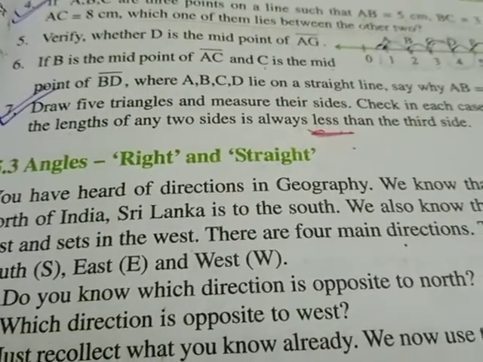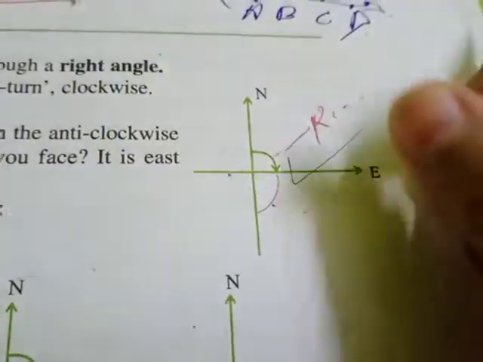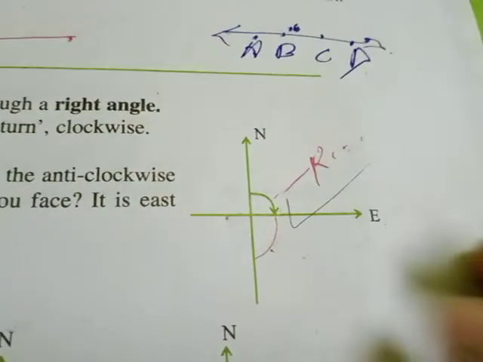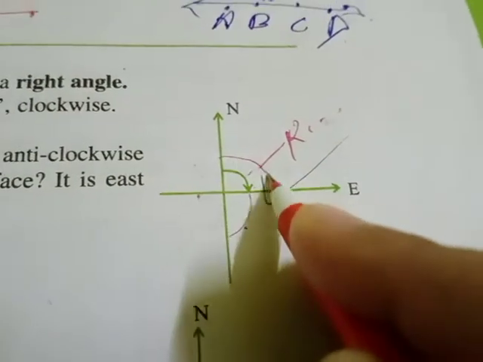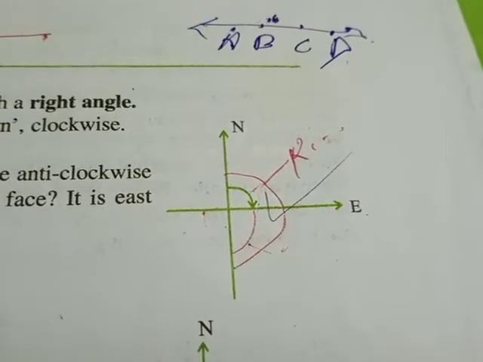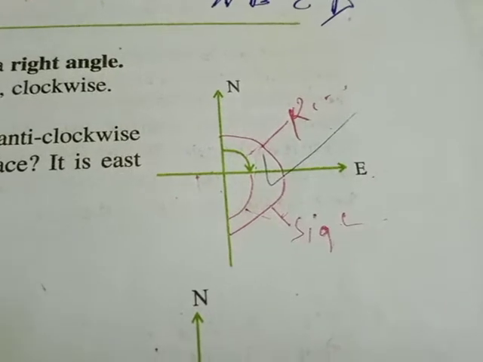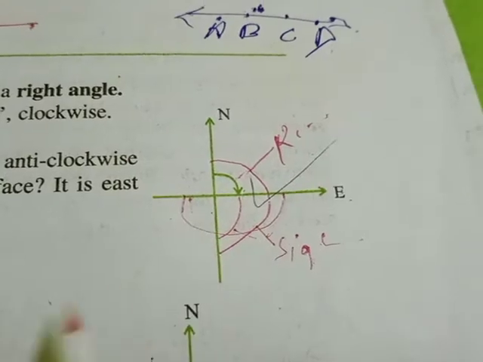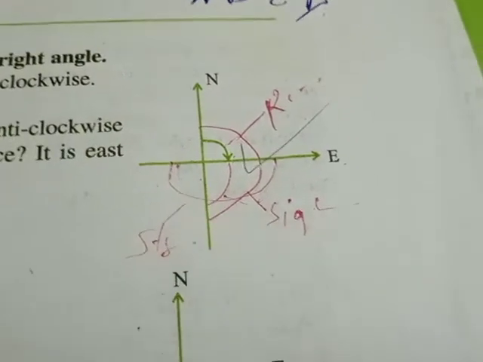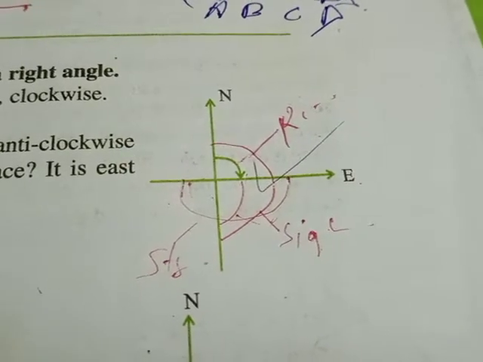Okay, and then we have another, that is the straight angle. Now, which turn is known as a straight angle? Straight means the complete straight line from north to south. When we take a turn from north directly to south, this particular turn is known as your straight angle. Similarly, when we move from east to complete west, this turn is known as your straight angle. So like this, we differentiate straight and right angles.